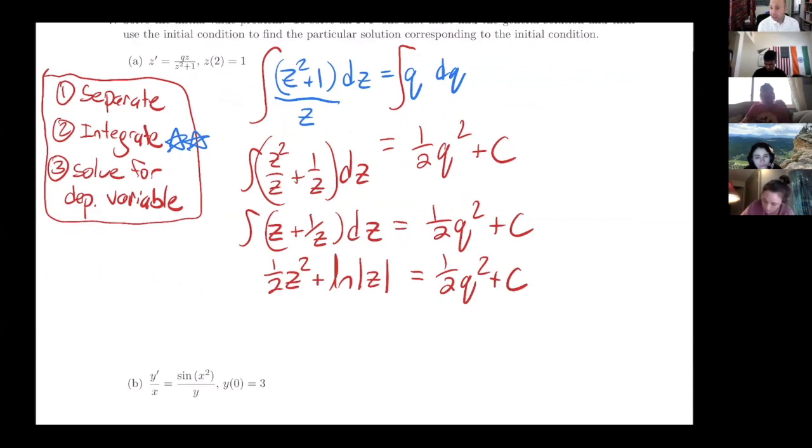So in some sense, if you were just asked to find a general solution, you would be done at this stage because there's no way that I can solve that for z. But we want to solve this initial value problem. So now I can plug in these initial conditions at any point. What might be nice to do to both sides of this equation is to clean it up a little bit.